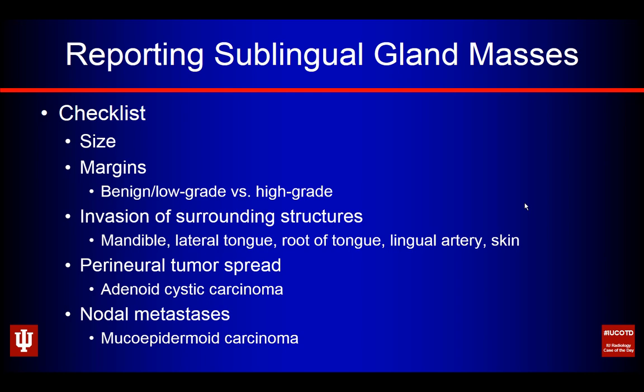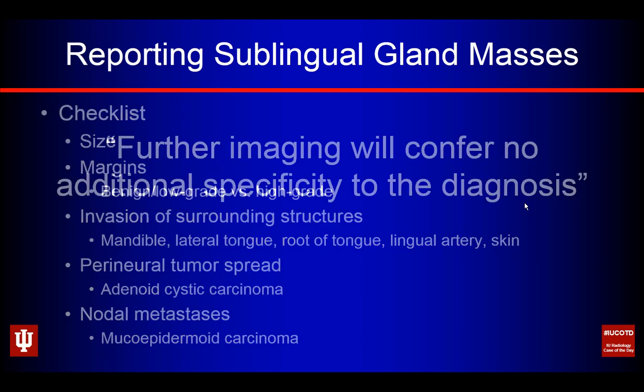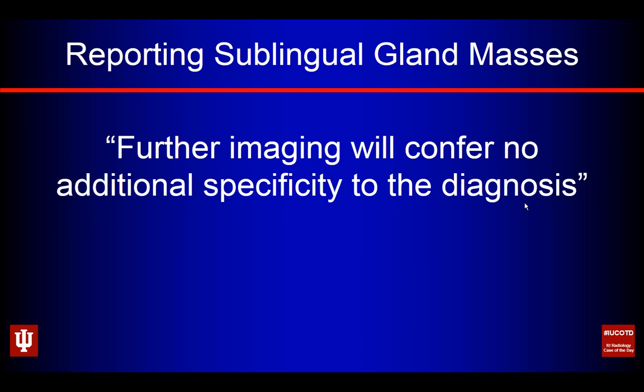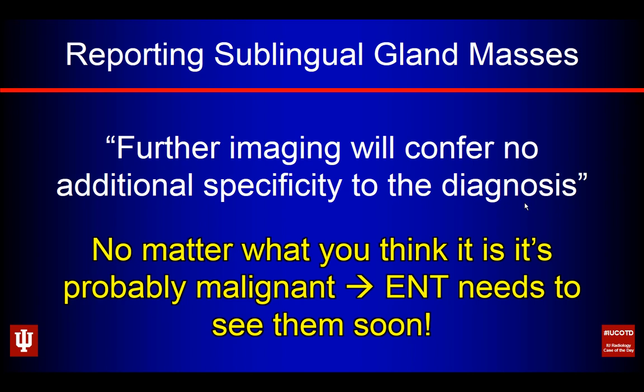Once I've burned through that checklist of things to report, further imaging will confer no additional specificity to the diagnosis. In this case, no matter what you think it is, it's probably going to be malignant. I think these are all patients that need to get referred to ENT quickly, and it may be in the best interest of the patient for them just to do a formal resection rather than you do an ultrasound-guided biopsy, or anything like that, because the baseline risk of malignancy is so great in these patients.